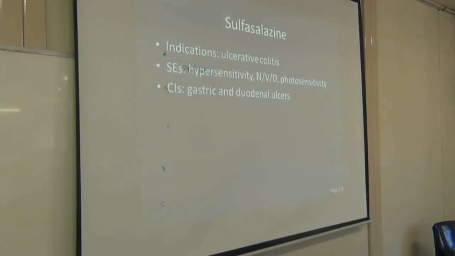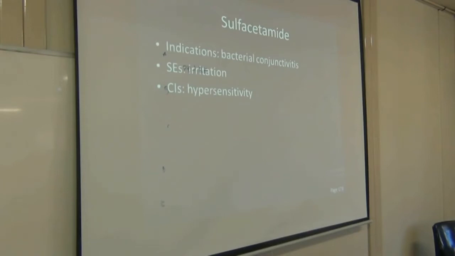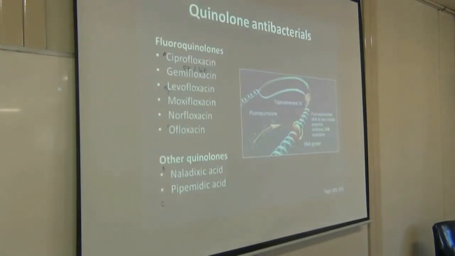Then just a note on sulfasalazine. So sulfasalazine is a type of sulfonamide. It's in the class of sulfonamides, but it is used in ulcerative colitis. Okay. And then the side effects include hypersensitivity or GIT problems and photosensitivity, and contraindications are gastric and duodenal ulcers. Sulfacetamide is usually used in bacterial conjunctivitis. Side effects are irritation, and hypersensitivity is a contraindication.